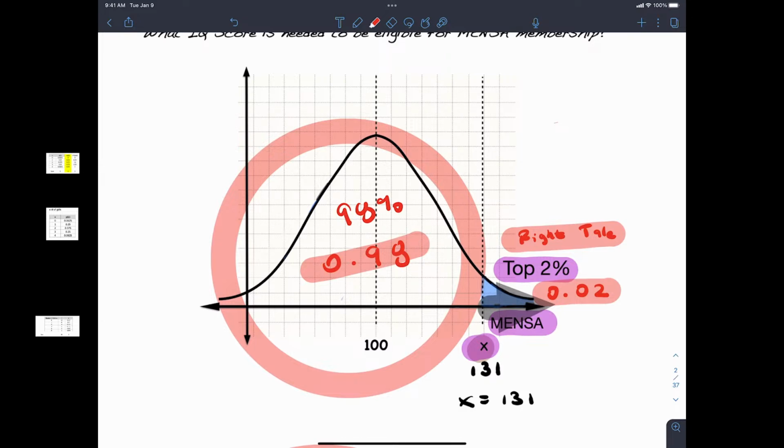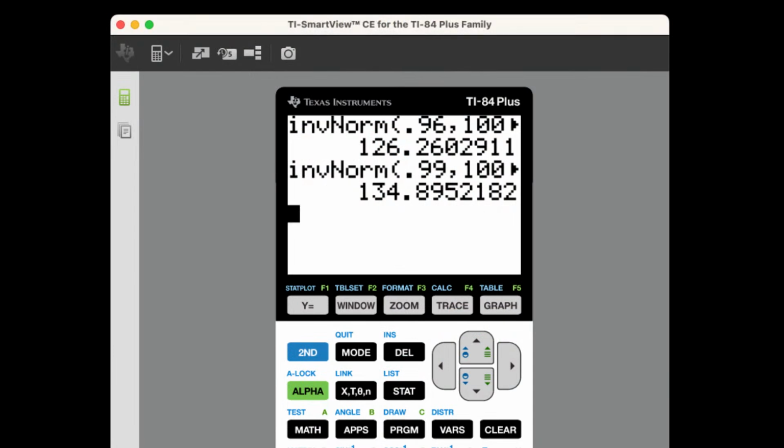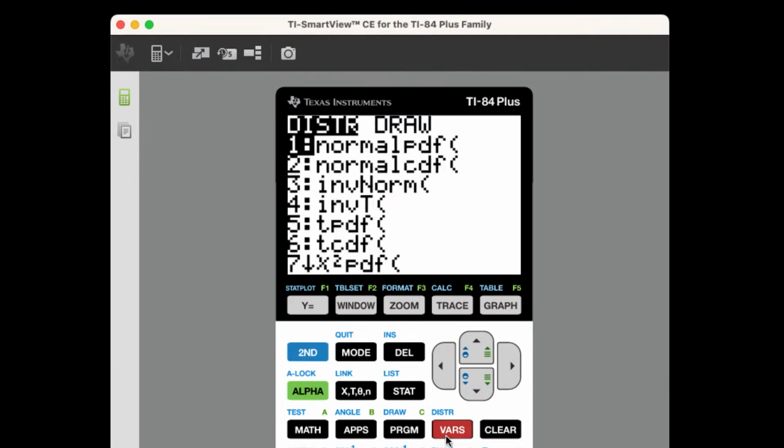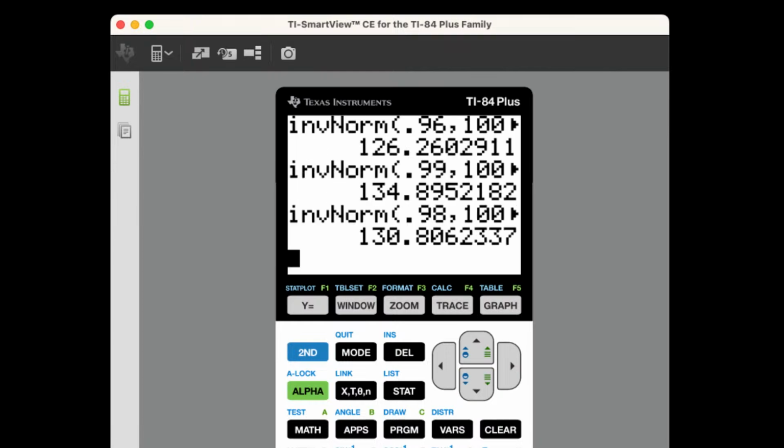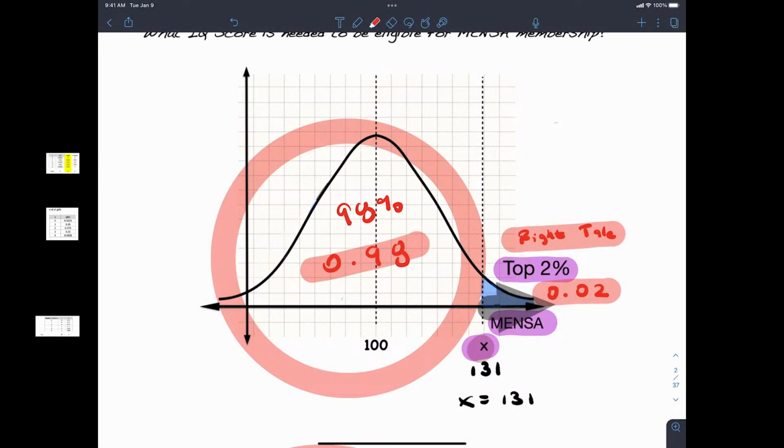You guys want to see the default again? So we say second distribution, inverse norm, 0.98, same mean and standard deviation. Isn't that to the nearest whole number 131? So for some of you guys, you have the default.